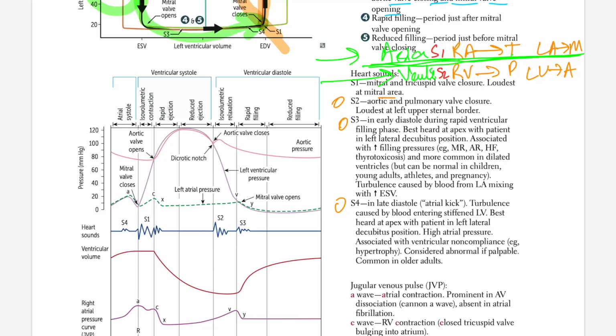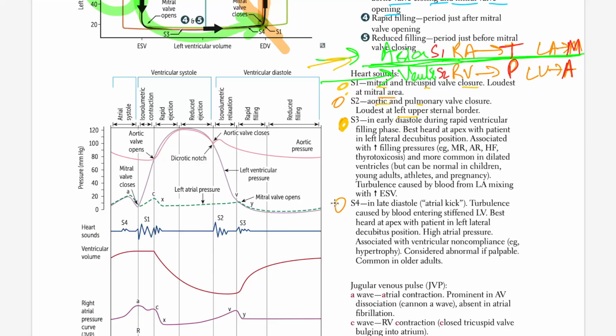And which valves are we specifically talking about? Tricuspid and mitral gives you S1. Pulmonic, aortic gives you S2. So let's now read the book. What do we have? So S1 is the mitral tricuspid valve closure, as I mentioned. Is it loudest at the mitral area? S2 is aortic and pulmonic valve closure, loudest at the left upper sternal border, right? So this is the way I have it over there. It's a very easy way to understand that.